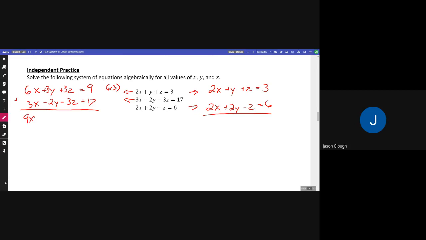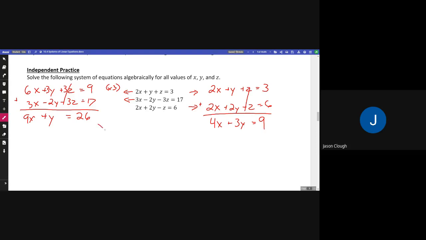Plus 3 minus 2 is 1y. These cancel out. And 9 plus 17 is 26. Over here, when I actually go to cancel out the z's, I don't have to do anything else. So adding these two equations, 2 plus 2 is 4x, 1 plus 2 is 3, z's drop out, 6 plus 3 is 9.